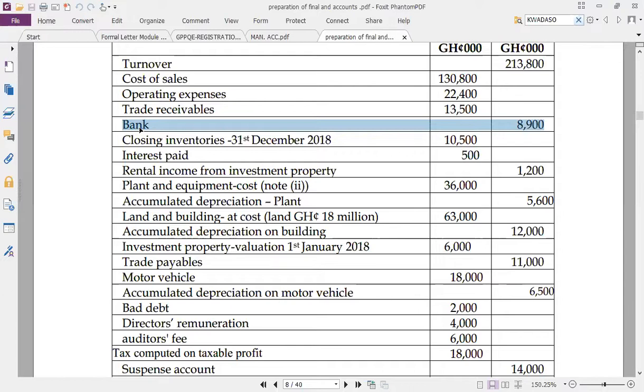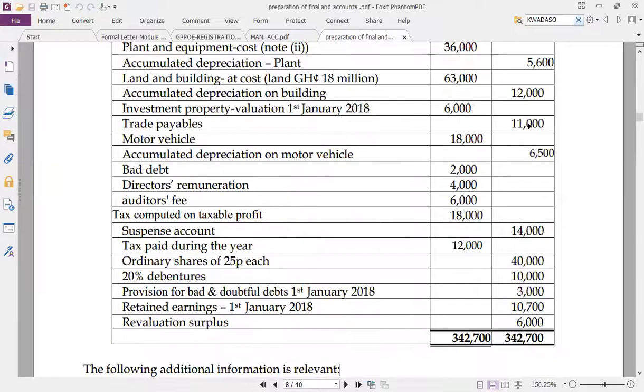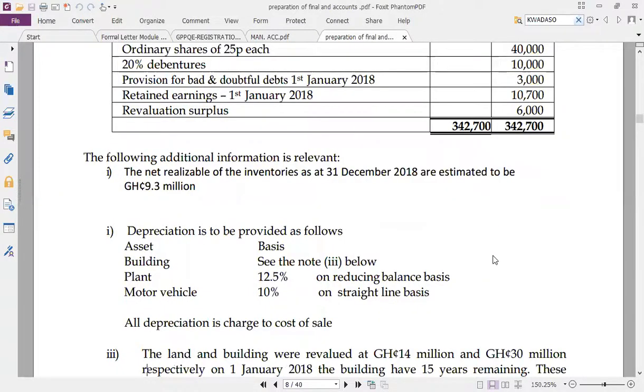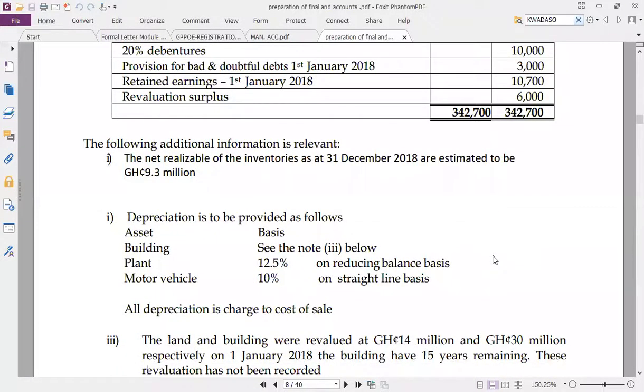So we have to go to the financial position. Overdraft will be part of the current liabilities. So let's go to current liabilities and record bank overdraft. Then open your bracket and tell the examiner that the overdraft is 8,900, just that they've sold some motor vehicle for 4,500, which has not been recorded. So let's record it.